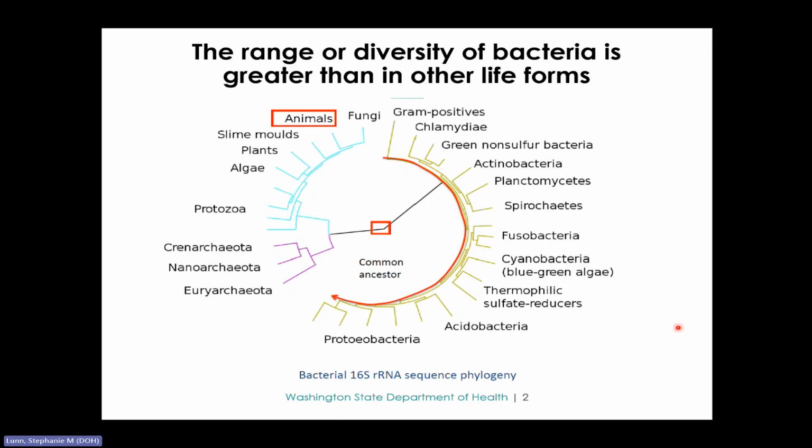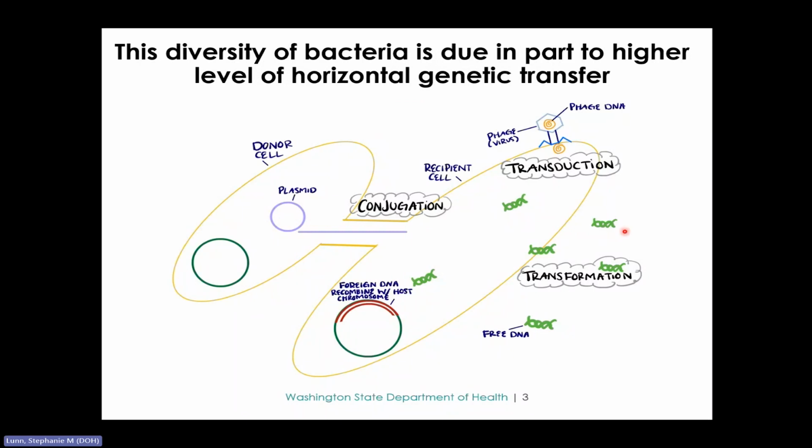So bacteria inhabit just about every niche of the earth, and you may be wondering, how is it that they are so diverse? The diversity of bacteria is due in part to higher levels of horizontal genetic transfer. Horizontal genetic transfer is the transfer of genetic information, specifically DNA, that can occur between unrelated bacterial cells or bacteria of different species. And it is important to note that DNA transfer in bacteria is unidirectional and always independent of reproduction or cell division.